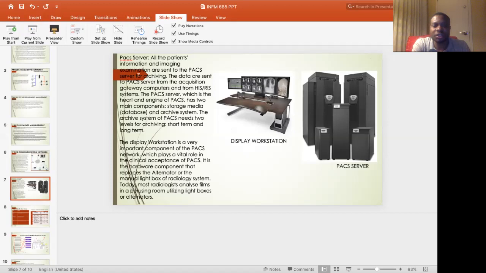The display workstation is a very important component of the PACS network, and plays a vital role in the clinical acceptance of PACS. It's the hardware component that replaces the alternator of the manual light box of a radiology system. So this is a diagram of the display workstation and a diagram of the PACS server right here.